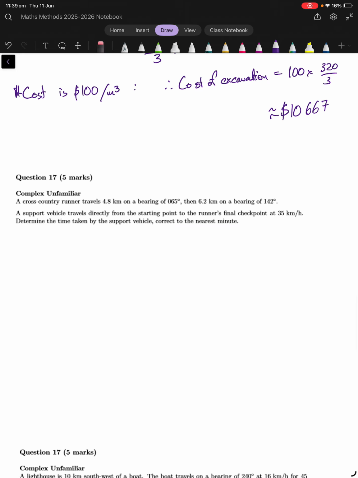Next question, I think you're getting the hang of this now. Cross-country runner travels 4.8 kilometres on a bearing of 65. There's my 65 degrees from north. I'll just call this the start. And this is 4.8 kilometres. And then 6.2 kilometres on a bearing of 142. So to get the 142, just put your north in, measure around 142. This is 6.2 kilometres. 142 degrees there.